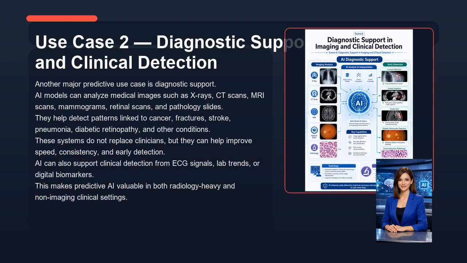Now let's look at use case 2, diagnostic support in imaging and clinical detection. Another major predictive use case is diagnostic support. AI models can analyze medical images such as X-rays, CT scans, MRI scans, mammograms, retinal scans, and pathology slides. They help detect patterns linked to cancer, fractures, stroke, pneumonia, diabetic retinopathy, and other conditions.